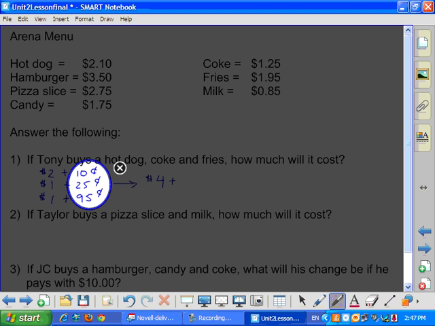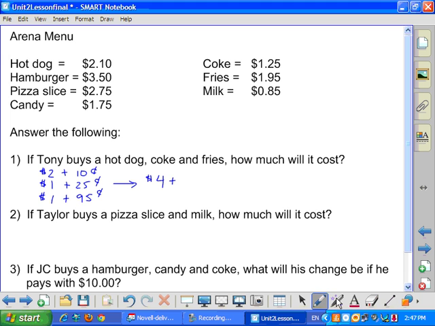So I picked the easiest numbers to add together. So 95 cents plus 10, that would give me 105, and then 105 plus 25, and you've got to think of it in terms of dimes, nickels, and quarters. You end up with 130 cents. Now remember from our previous lesson that for every 100 cents, you have $1. So that 100 cents becomes $1. So 4 plus 1, we would end up with $5 and 30 cents. So $5.30. So it will cost $25.30. All right.